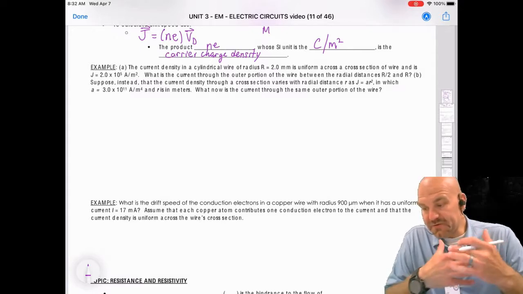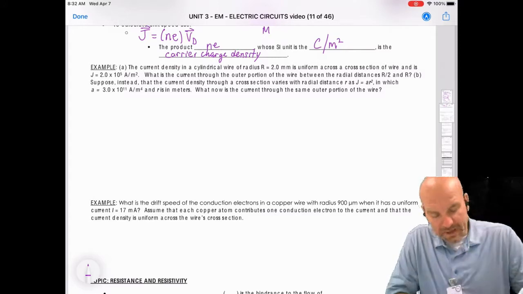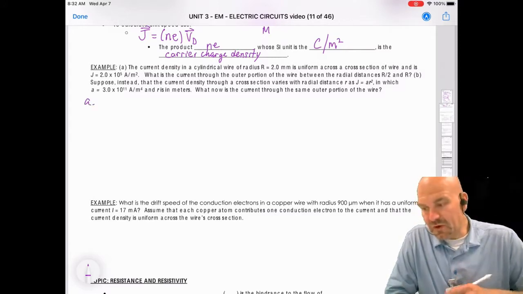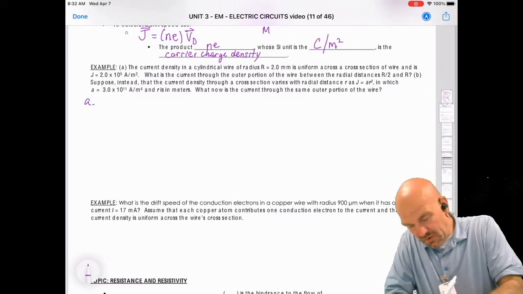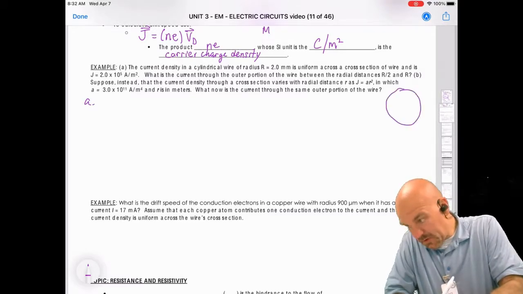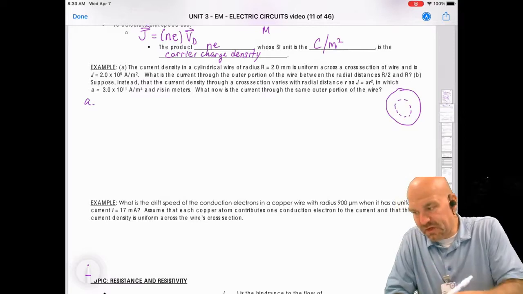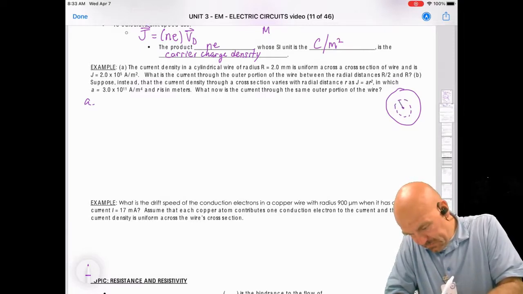So here's what we need to do. For part A, we want to find the current between R/2 and R. So here's my wire, and I set up this imaginary limit. Here's R/2, or R over 2, and then R.